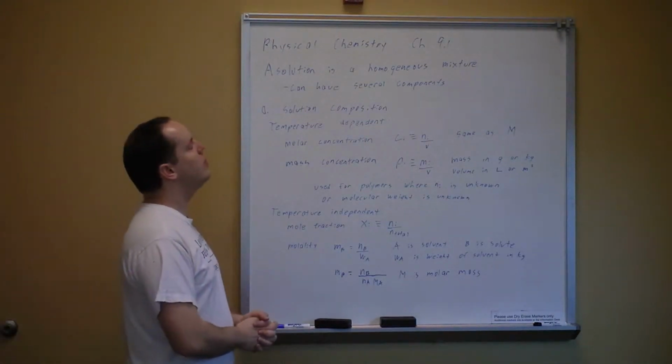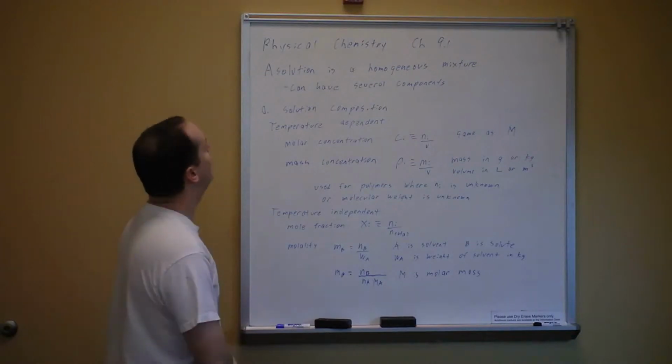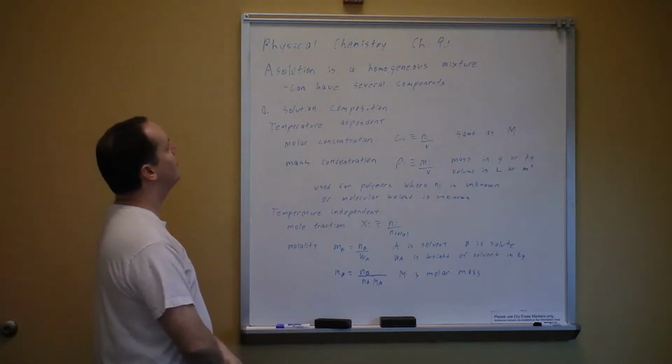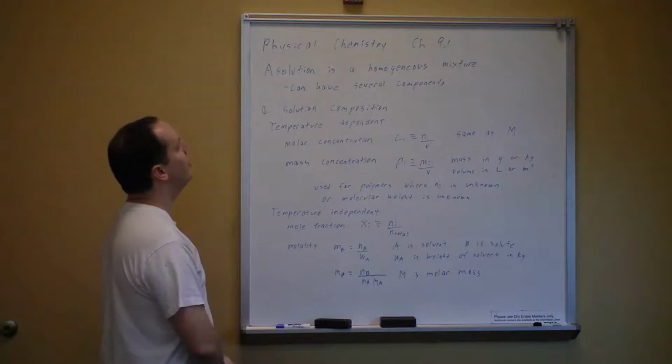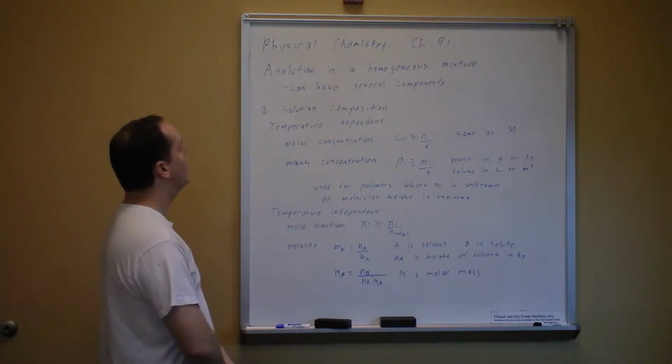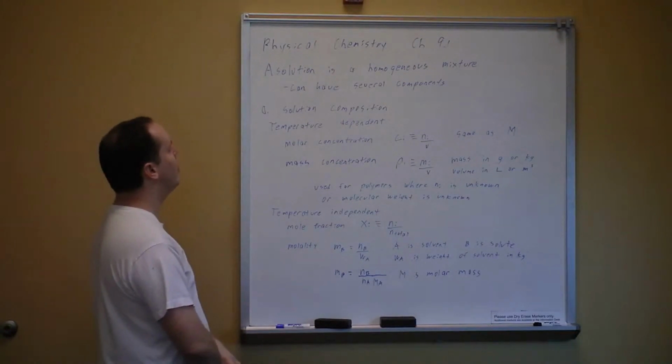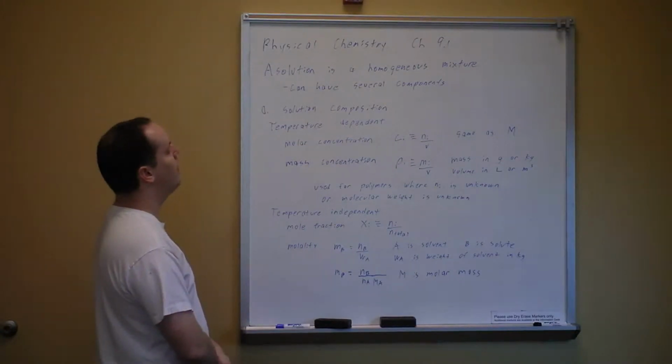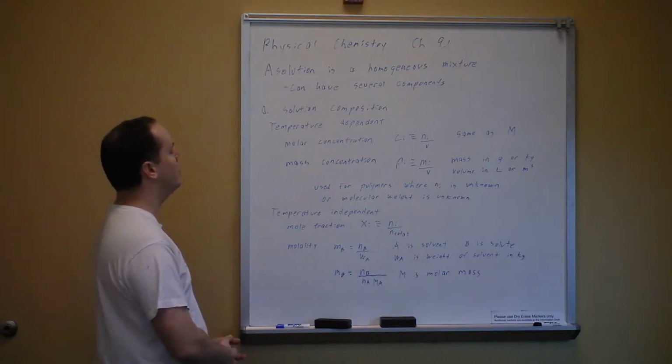This is physical chemistry. We're starting chapter 9, section 1. Chapter 9, we're talking about solutions. A solution is a homogeneous mixture. It can have several components, though. Now, as far as measuring solution composition, there are two categories. One is the temperature-dependent ones, and one is the temperature-independent ones.